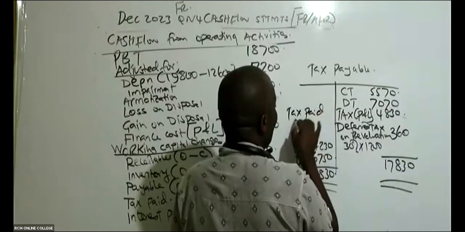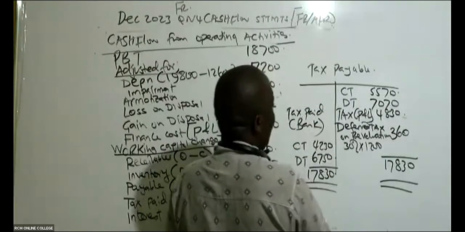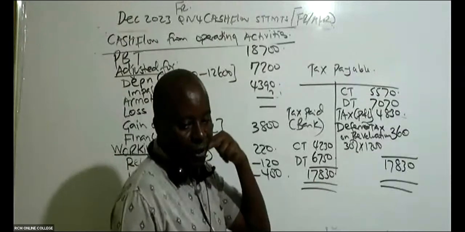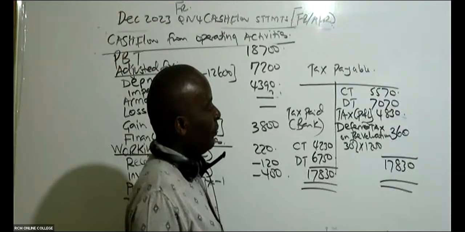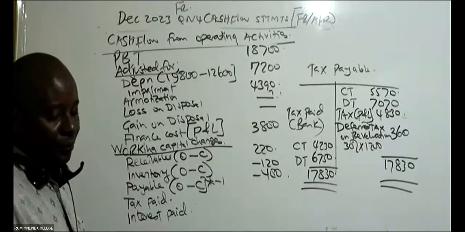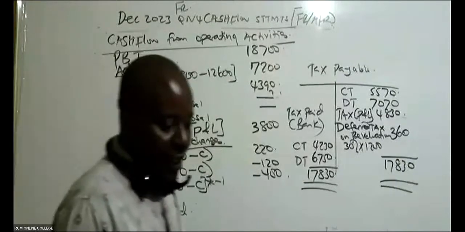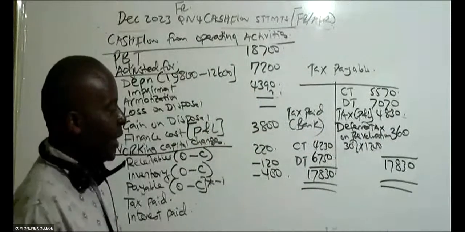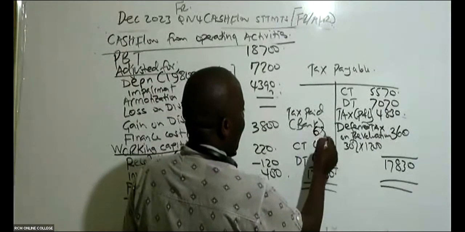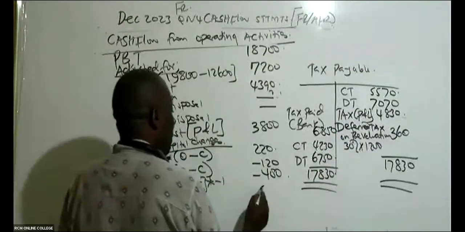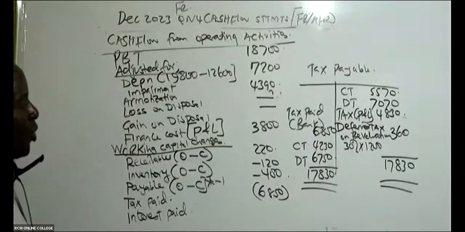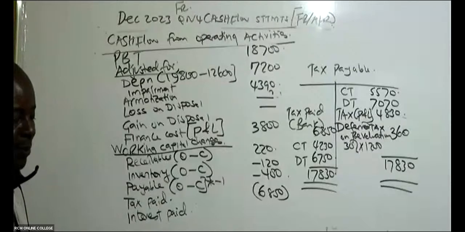Tax paid. So in this case, you credit your bank. It will be 17830 minus 6740 minus 4230. They are getting a figure of 6850. It's tax paid, so because it is paid, of course, you put this in brackets or negative.